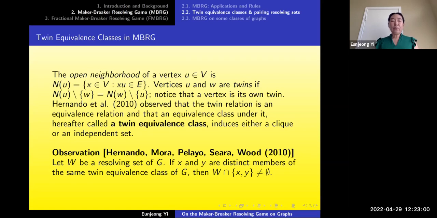So let W be a resolving set of a graph G. If x and y are distinct members of the same twin equivalence class of graph G, then W intersection {x, y} is a non-empty set. So as you can see, if you have many vertices in the same twin equivalence class, then all but one should belong to any minimum resolving set. This is going to play an important role.